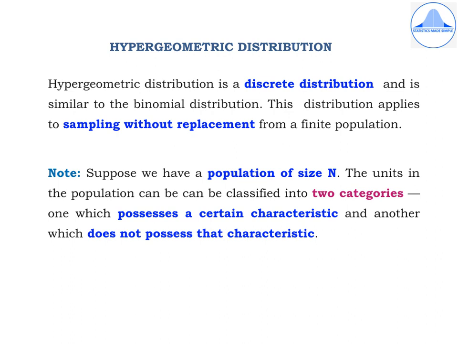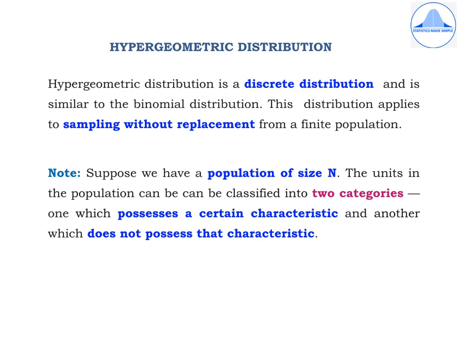The hypergeometric distribution is a discrete distribution, and like I mentioned in the previous slide, it is very similar to the binomial distribution. Now this distribution applies to sampling without replacement from a finite population. So please do check the video on sampling with replacement and sampling without replacement to get a better idea about this topic. Now let's consider a population of size capital N.